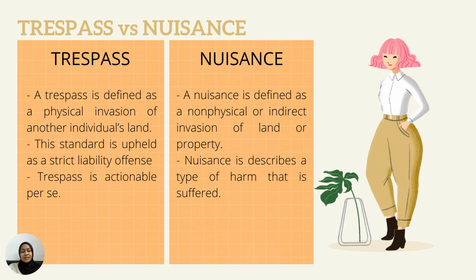Next, this is a difference between trespass and nuisance. Trespass is defined as a physical invasion of another individual's land. Second, this standard is upheld as a strict liability offense. And the third is trespass is actionable per se. While nuisance is defined as a non-physical or indirect invasion of land or property. Second, nuisance describes a type of harm that is suffered.